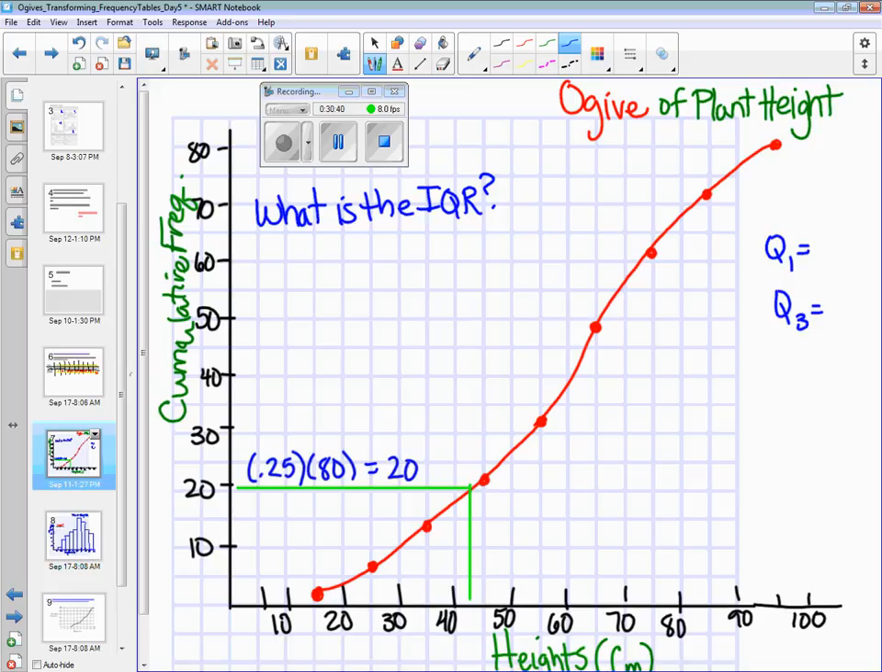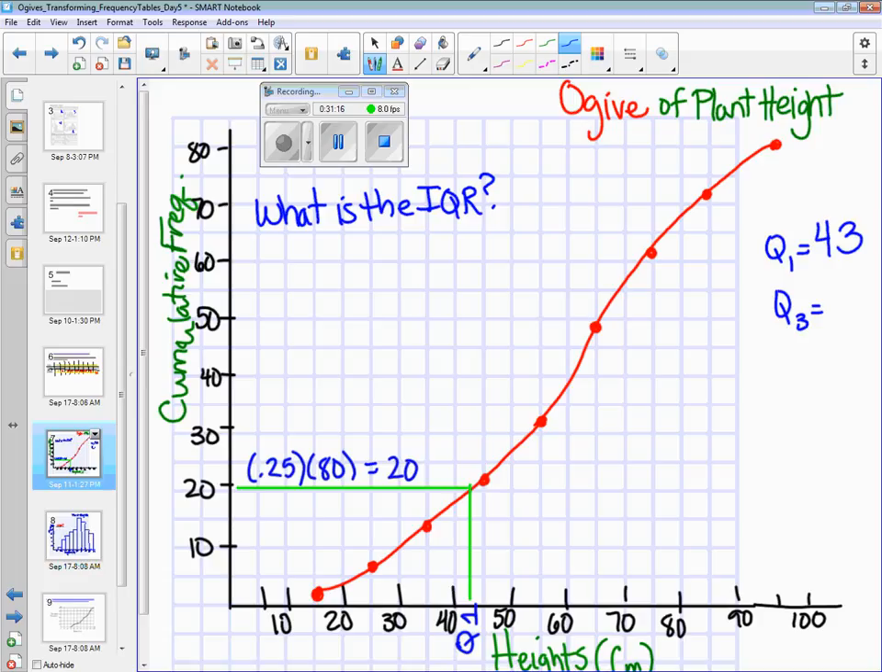Now, is quartile 1 20? No. Quartile 1 is about 42 or 43. The numbers that you're going to give me are always on the horizontal axis. They're the centimeters. It's what's measured. So quartile 1, I'm guessing 43. What do you guys think? About that? All right. Now let's find quartile 3.